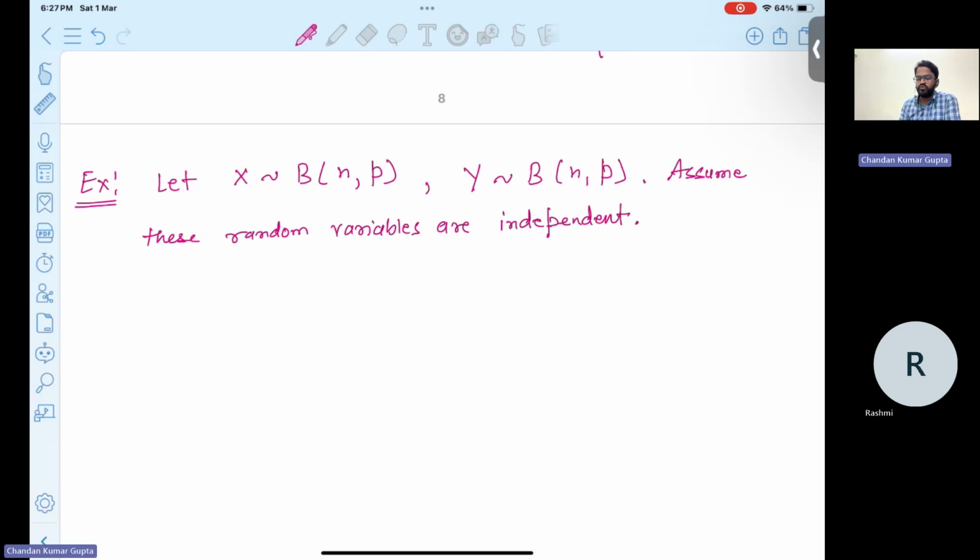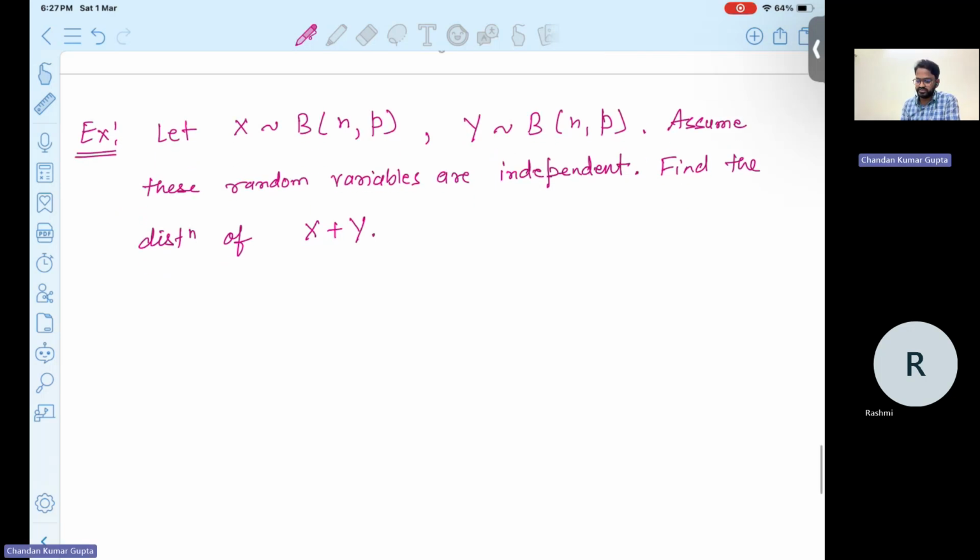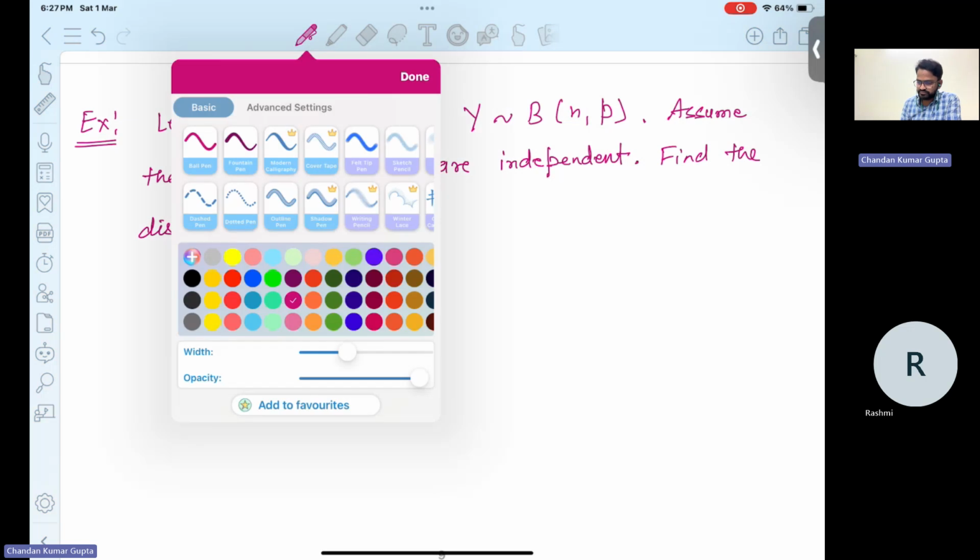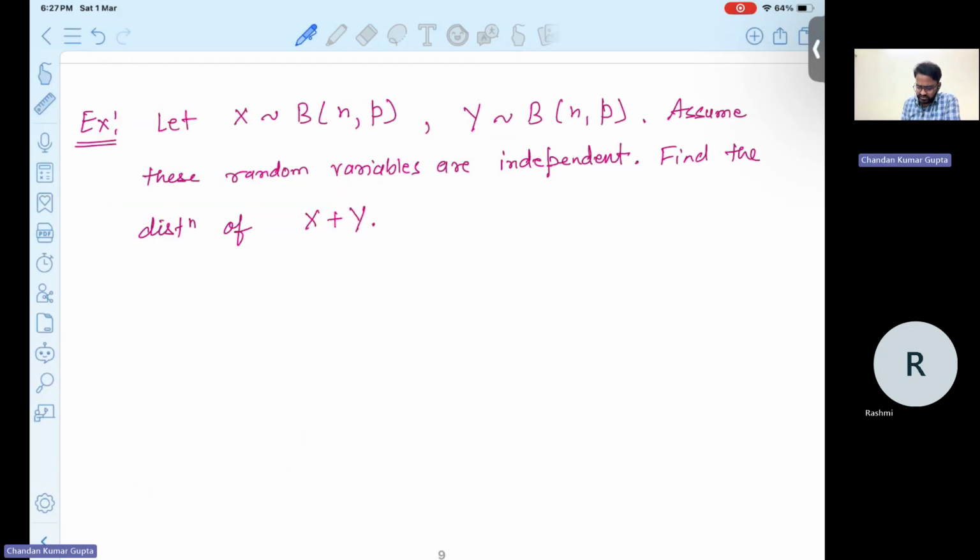Okay. Now we need to find the distribution of x plus y, when we are given that x follows a binomial distribution with parameters n, p and y also follows a binomial distribution with parameters n, p. And these random variables are independent in nature. Then in that case, these are already discussed. We will just have some recap.